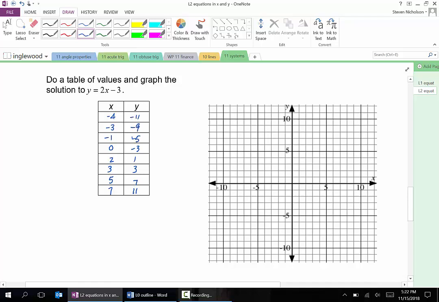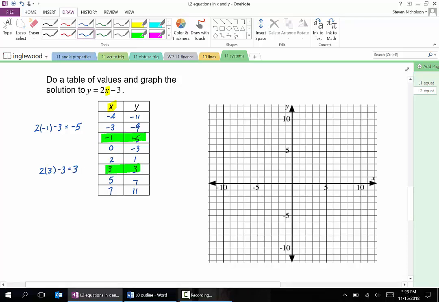So again, all I did was plug in for x and solve for y. For instance, with this one right here, -1, -5, what I did was plug in 2 times -1 minus 3. That equals -2 minus 3, which is -5. And for this one right here, I plugged in 2 times 3, which is 6, minus 3 is 3.